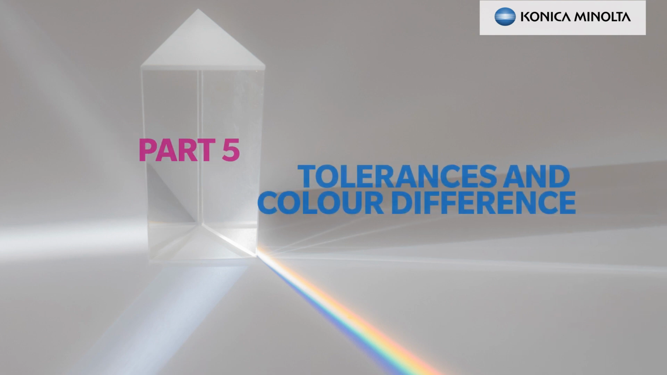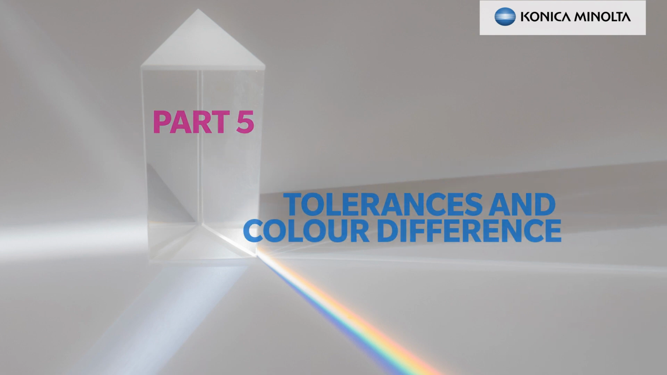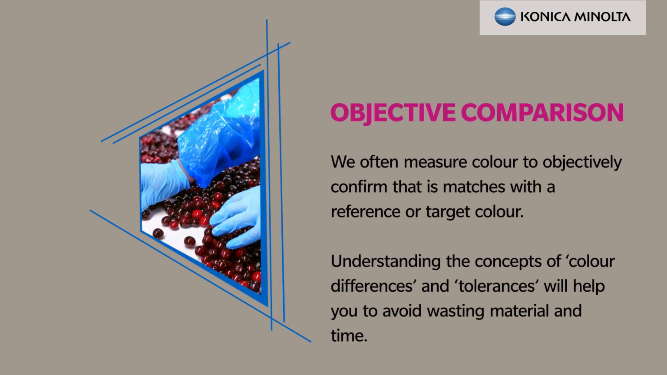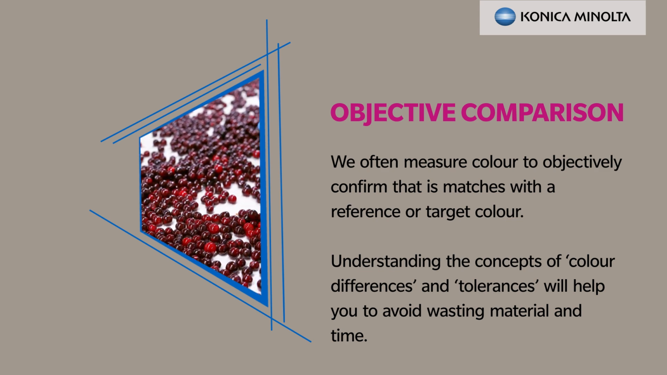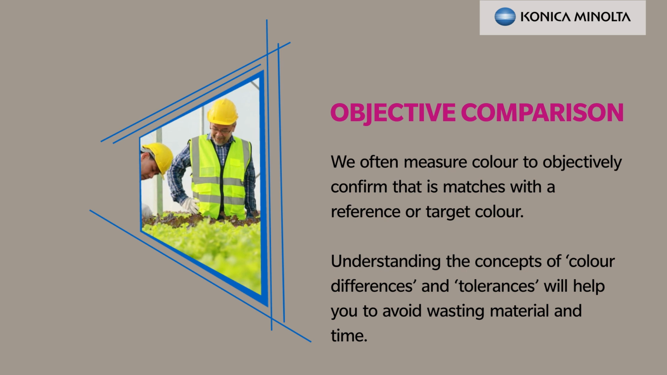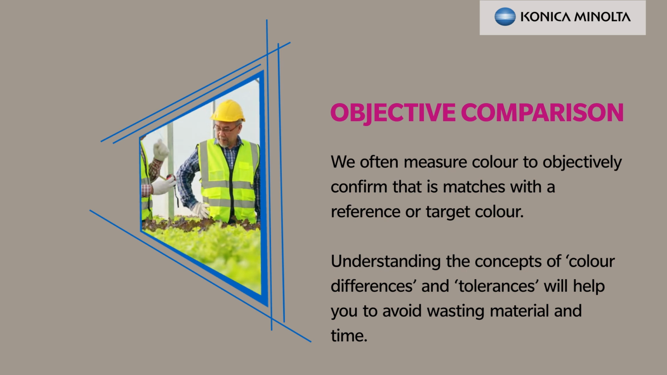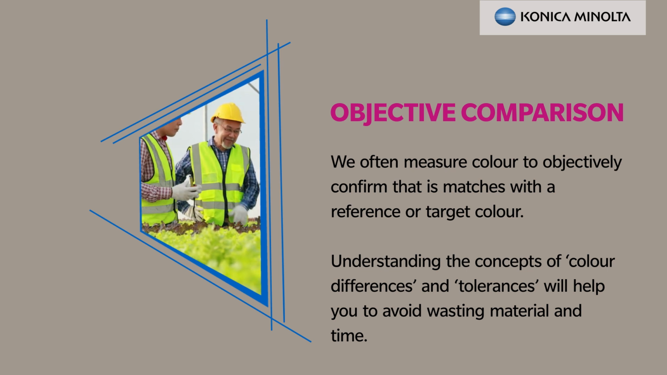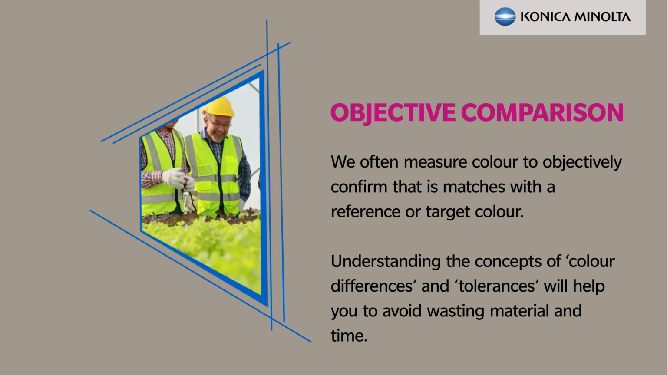Part 5. Colour differences and tolerances. When you measure colours, you often do so to objectively confirm that your product meets a certain reference colour or target. As a producer, you want to keep the colour difference to this reference colour as small as possible. But what difference can be considered good enough? And how can you agree on colour specifications?